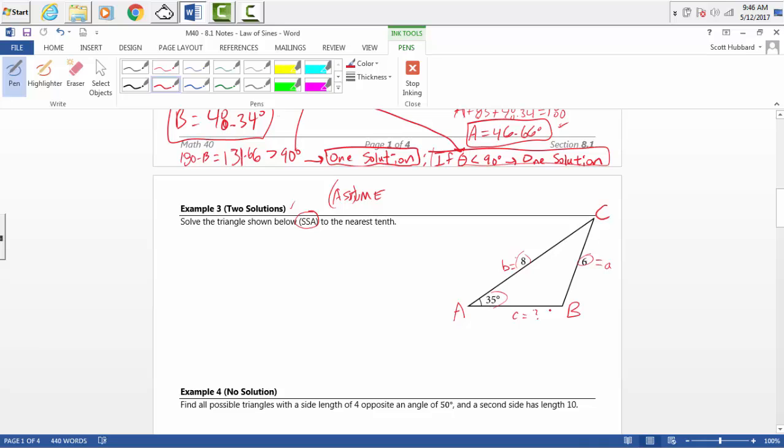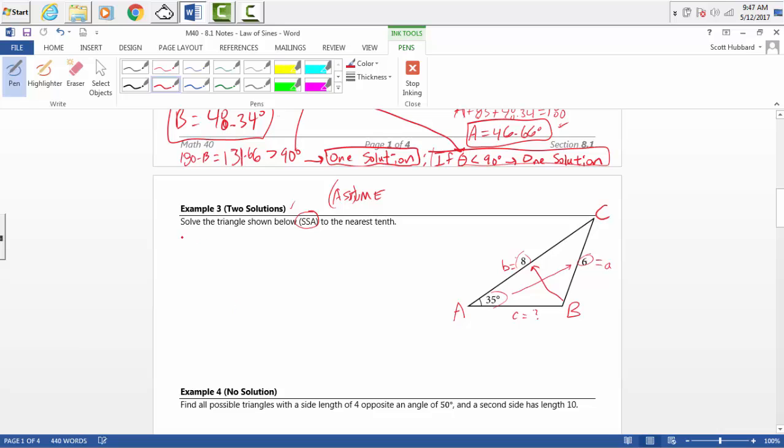Again, this is a non-right triangle, I hope. They didn't say that there's a right angle here, so this tells me that I'm going to use the law of sines here. Probably the first thing we want to do is find one of the angles, B or C. And remember, these go here and that goes there.